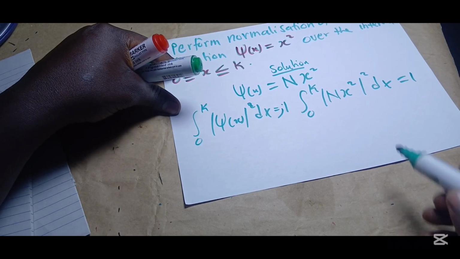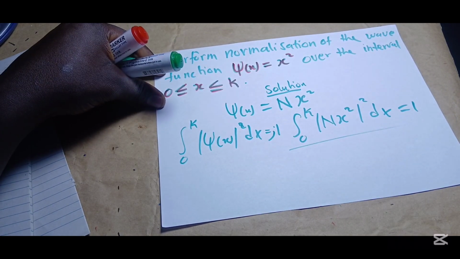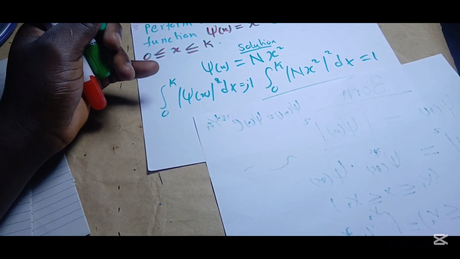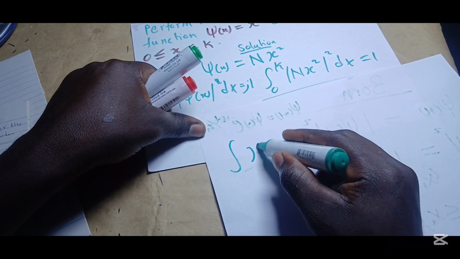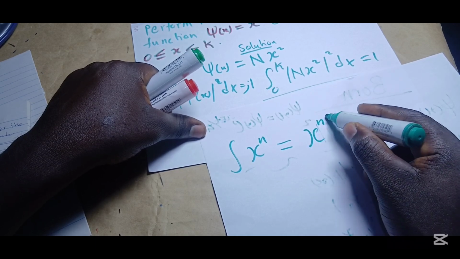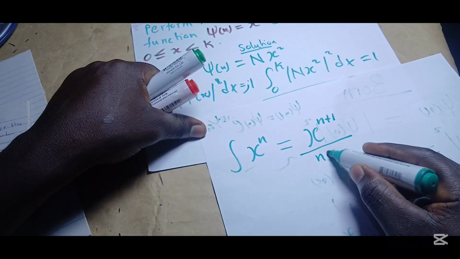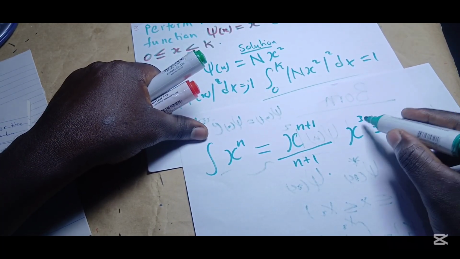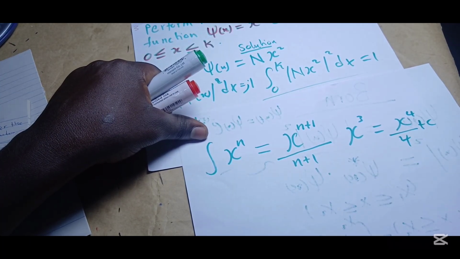So now let's simplify this whole term to solve for the normalization constant. We are going to integrate, so let's do a quick revision on integration. If I integrate x to the power n, it is equal to x to the power increased by 1, and after that I divide the whole thing by the new power, n plus 1. So integrating x to the power 3 gives x to the power 3 plus 1, which is 4, divided by 4, plus our integration constant.